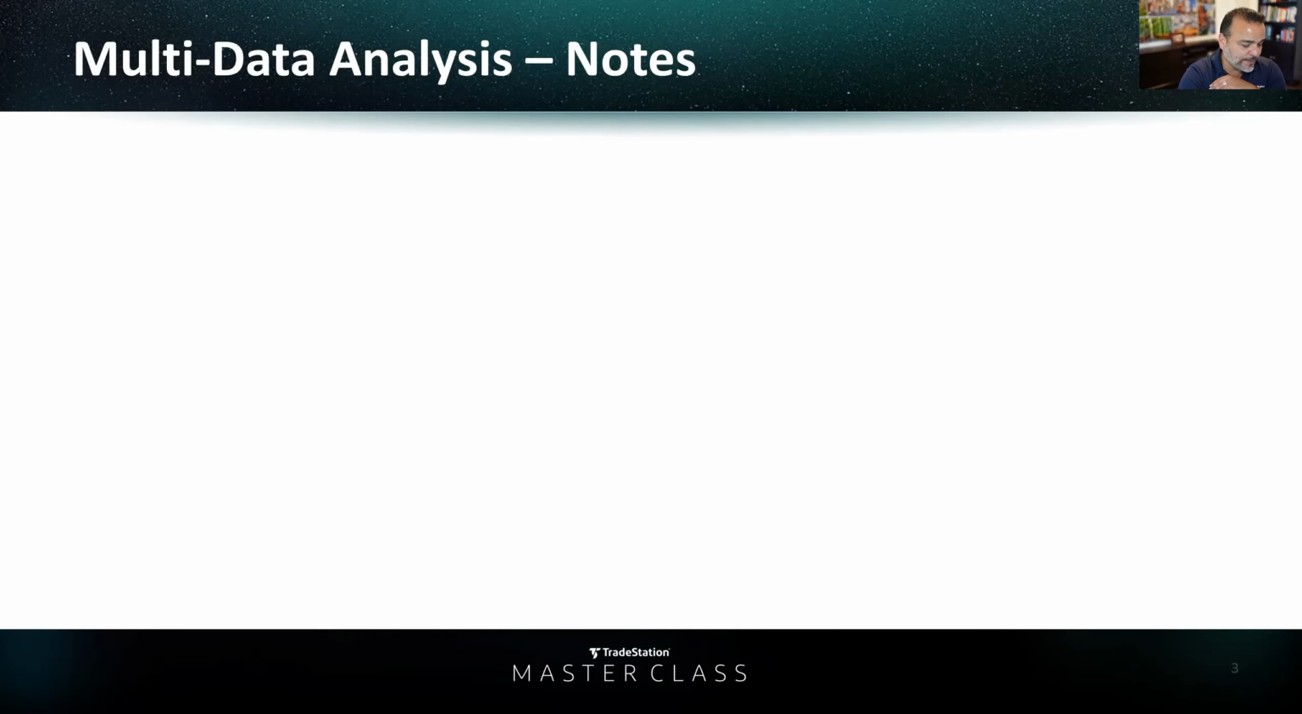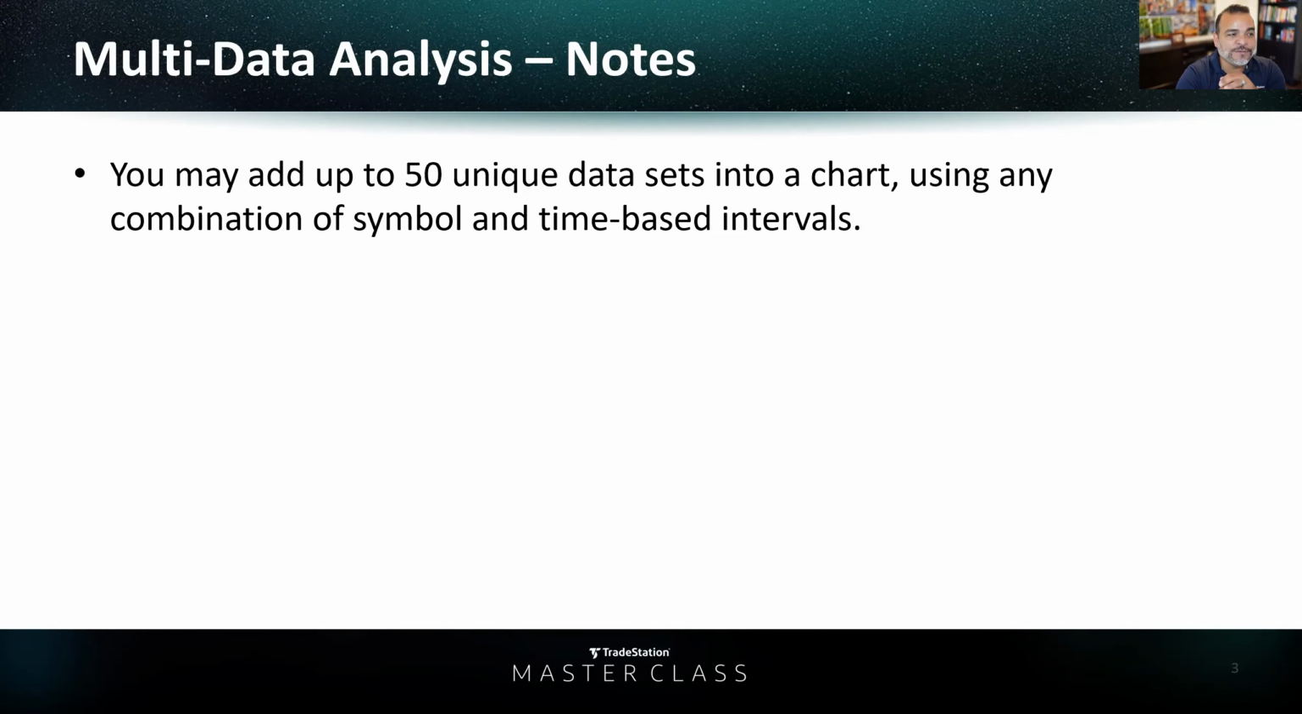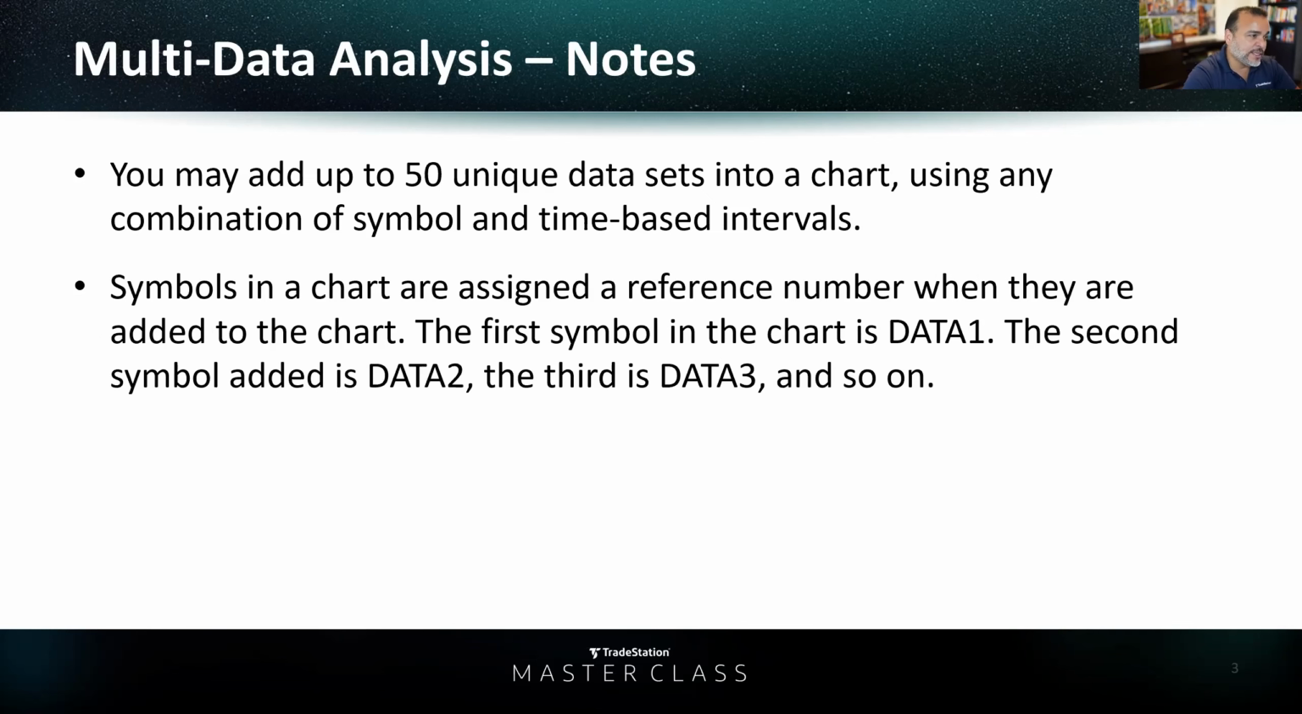All right, let's go ahead and talk a little bit about multi-data analysis from a conceptual basis. First, you may add up to 50 unique data sets into a chart using any combination of symbols and any combination of time-based intervals, which is pretty fascinating. You can add up to 50 different symbols, not only different symbols, but if you want to add the same symbol 50 different times, you can do that as well. Every single chart analysis window inside of TradeStation supports up to 50 unique symbols or time frames, if you want to say that as well.